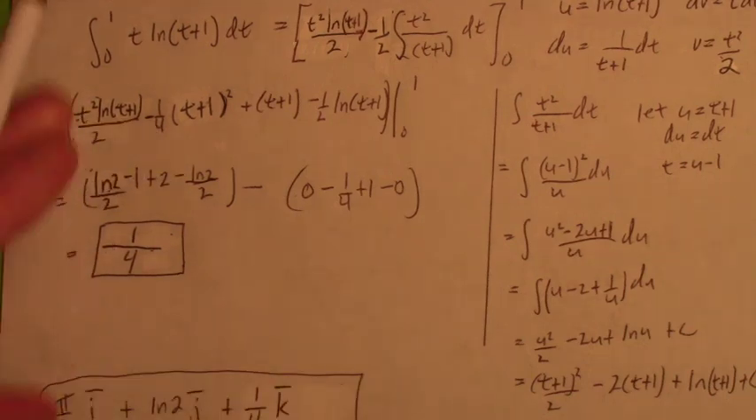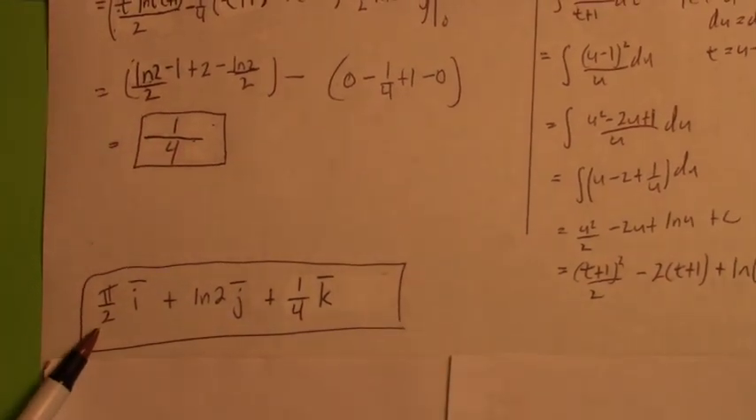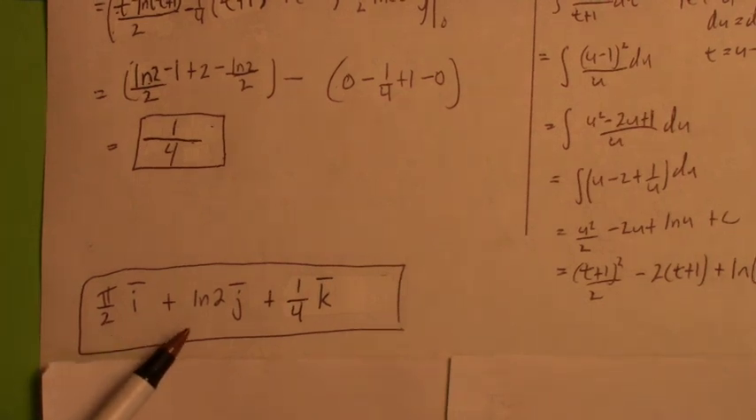So make sure you write the answer. We're not done. The actual answer, you put whatever you got for the integration: pi over 2 times the i vector plus ln of 2 times the j vector plus 1/4 times the k vector.